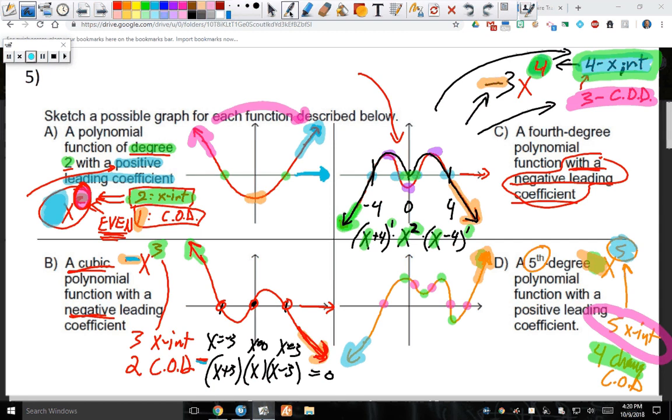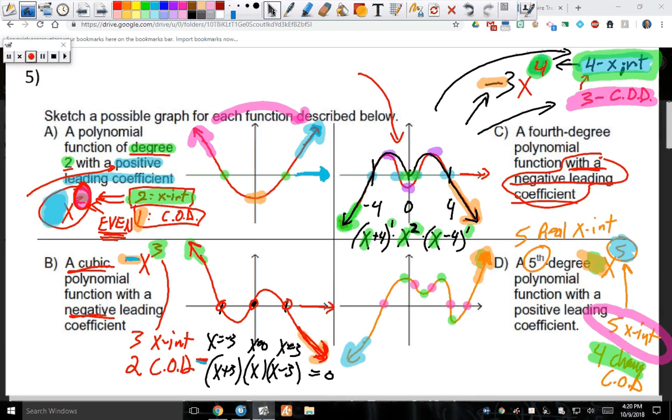Now, if it had said that it had 5 real x-intercepts or solutions, then you would have to draw this to where it would dip down and then go back up, because the real solutions would be when it crossed the x-axis. But if it doesn't specifically say real solutions, you could have something that looks like this.